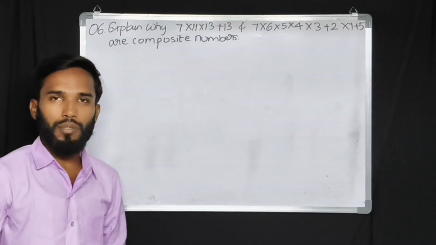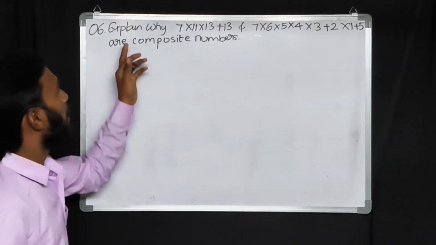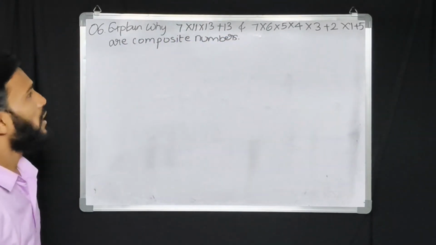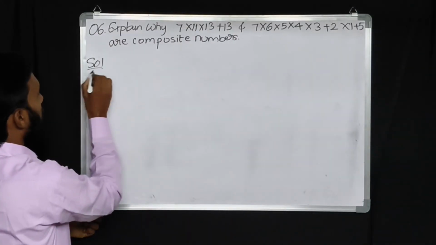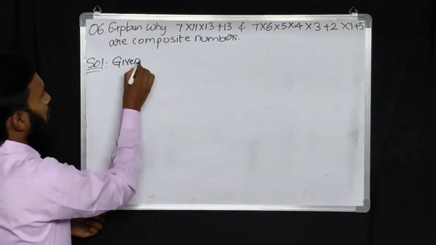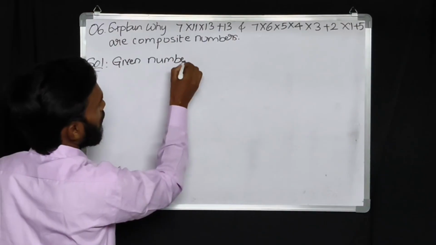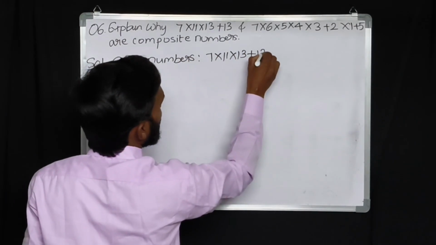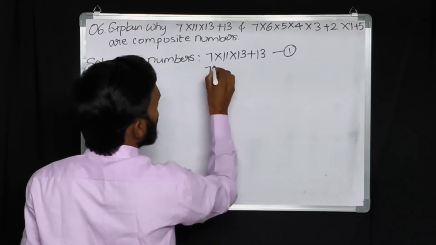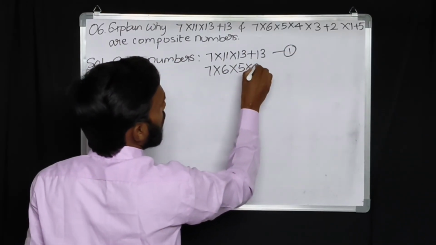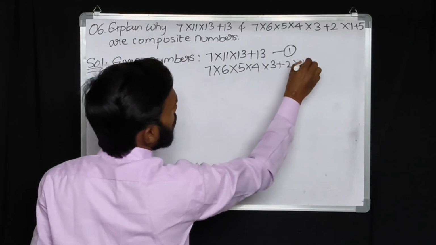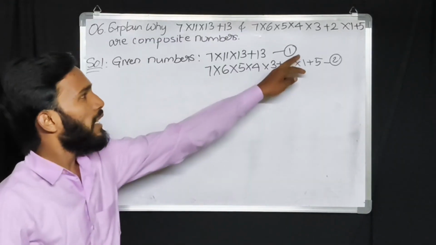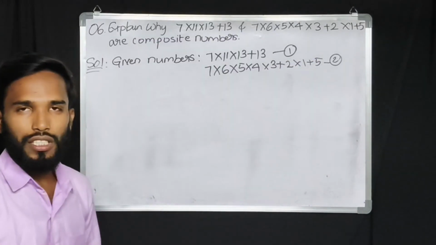So here is the next problem, the sixth problem. Explain why this number and this number are composite numbers. First, write the given numbers. The first one is 7 into 11 into 13 plus 13. The second one is 7 into 6 into 5 into 4 into 3 plus 2 into 1 plus 5. What they're asking is, why are the first and second numbers composite numbers?